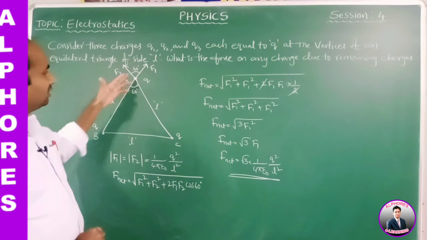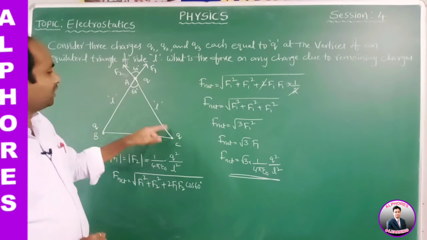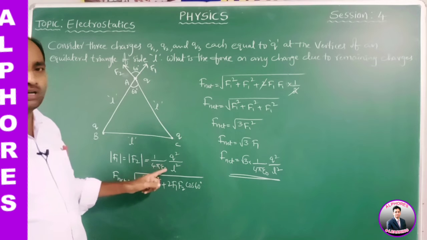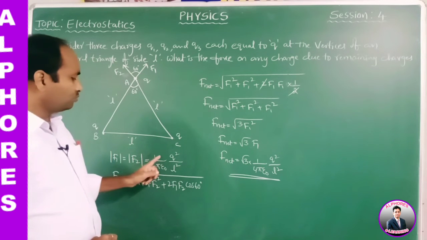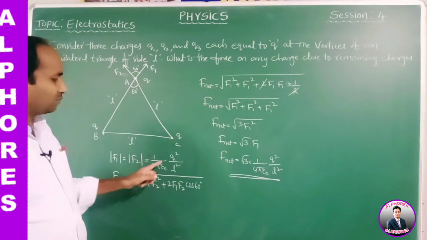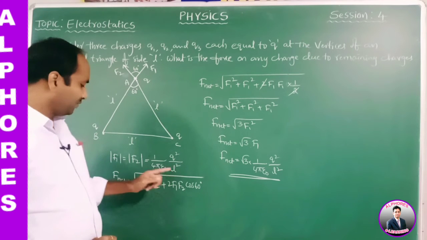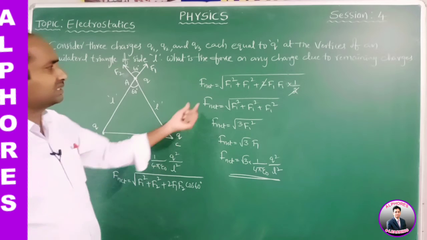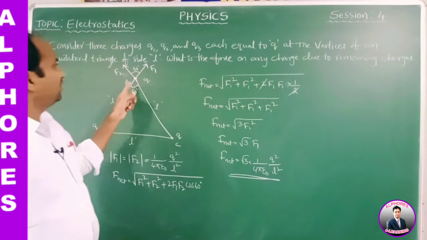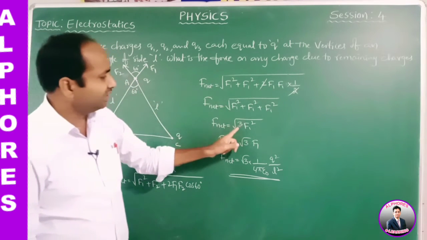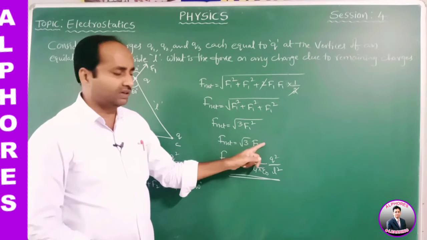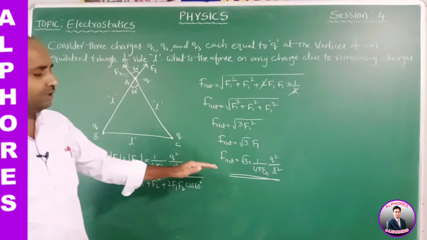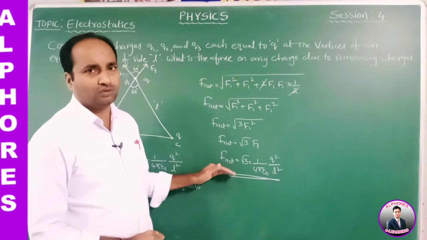See, here the identical charges are separated by the same distance. So obviously the magnitudes of F1 and F2 are equal. According to Coulomb's inverse square law, it is 1 by 4 pi epsilon naught q square by L square. The net force is calculated using the parallelogram law of vectors. What is the angle between F1 and F2? 60 degrees. So you will get F net is equal to root 3 F1. What is the value of F1? 1 by 4 pi epsilon naught q square by L square. So this is the net force.